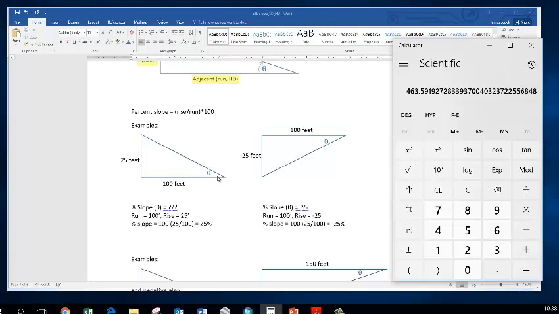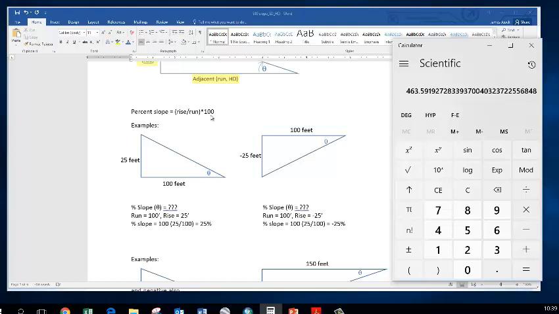I take it back. I'm not measuring the slope. I measured a horizontal distance of 100 feet on my run, and somehow I was able to measure that vertical distance, and that was 25 feet. So there's my rise, and that's my run. I'm trying to calculate what this percent slope is. I don't know the percent slope, but I do know my rise and my run, so I plug it into that formula.